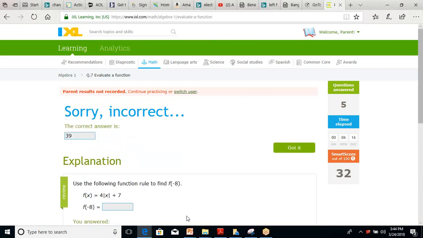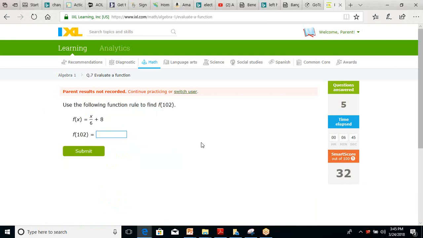One second, so we made a mistake. It's an absolute value. When you see this double bracket, it means the absolute value, and you do not use the sign. Even though it has a minus 8 there, you just use the straight 8. So 4 times 8 is 32 plus 7, that is 39. Okay? So it's the absolute value.